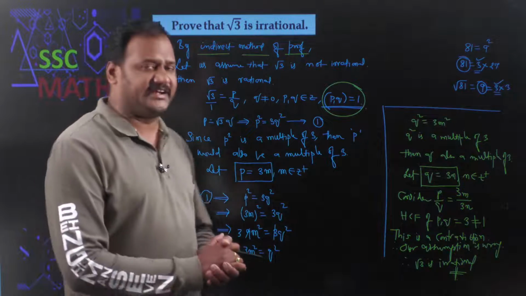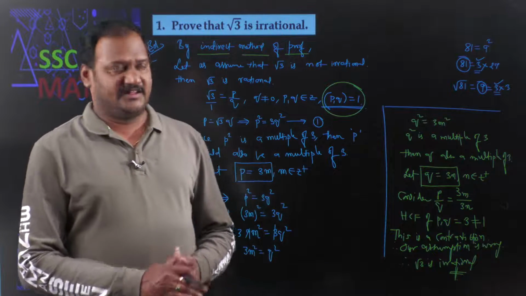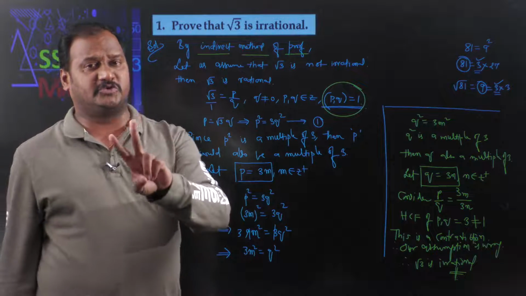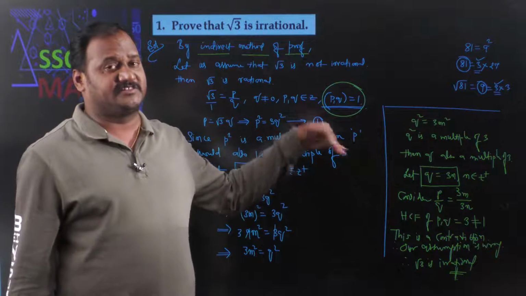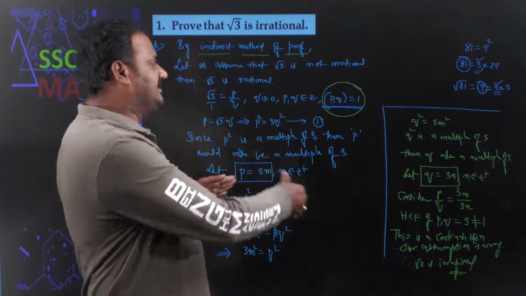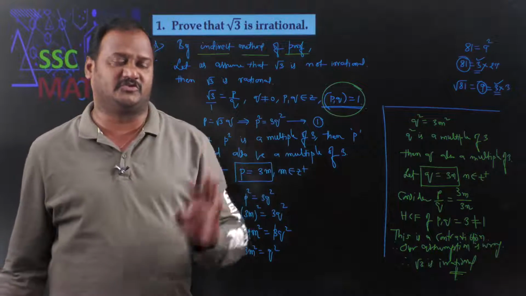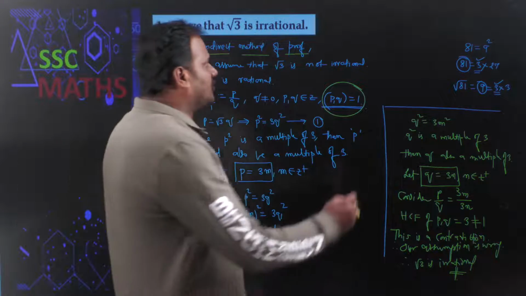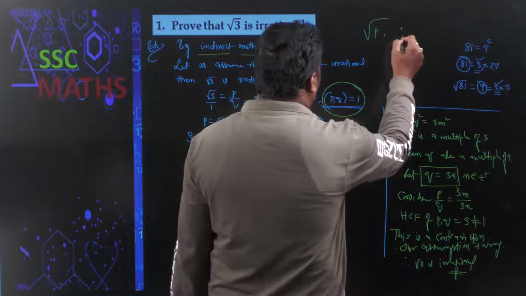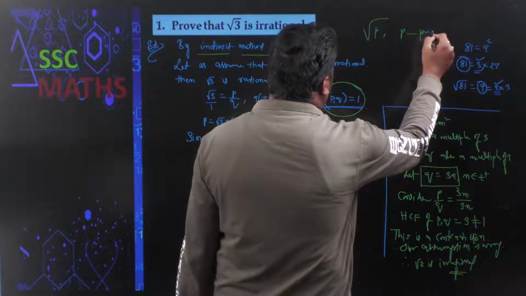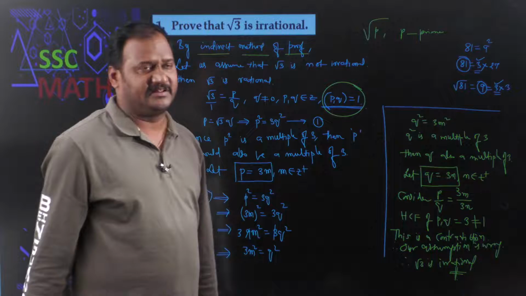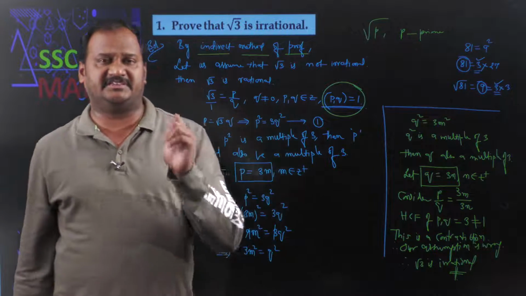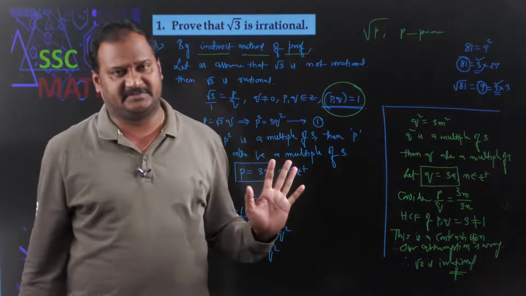And what is the advantage of this proof? If you want to prove root 3 is an irrational number, this is the proof. If you want to prove root 2 is an irrational number, this is also the proof. In the place of 3, you can simply write 2. Every single step is the same, whether root 3, root 2, root 5, or root 7 is irrational. So finally, root P is an irrational number where P is a prime number. This is the procedure to prove root P is irrational, and P can be any prime number.